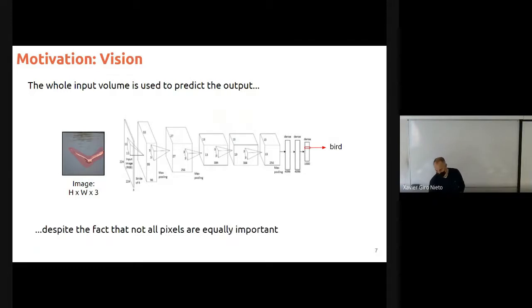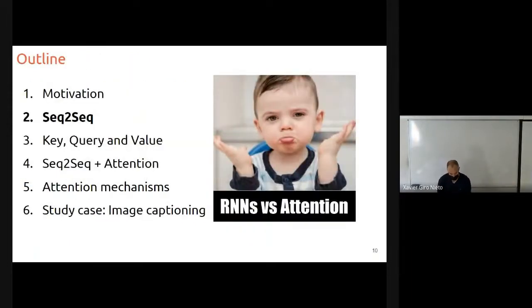So our goal would be to allow the neural network to focus on some parts of the input that might be more relevant for a prediction. And by doing that, the prediction will be more robust and confident. In order to explain attention, I will use a study case, but that doesn't mean that attention is only useful for this study case. Fine. So I will start with this study case, which is seq-to-seq models.